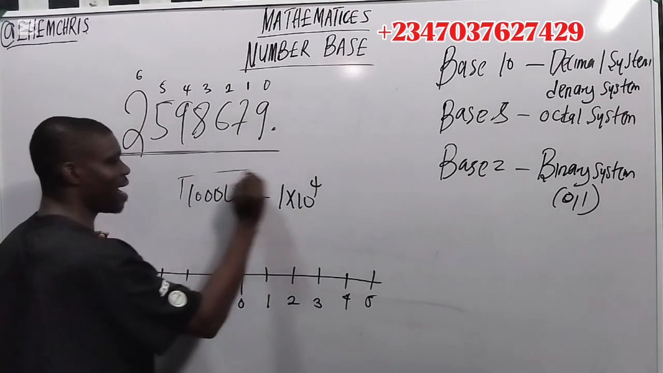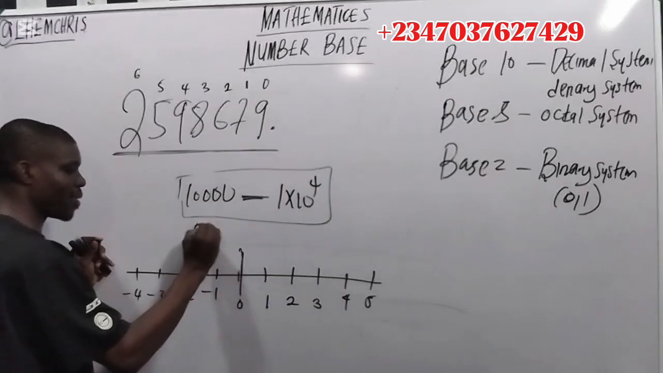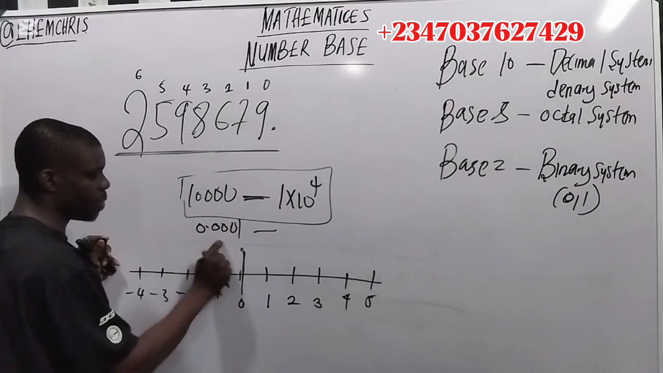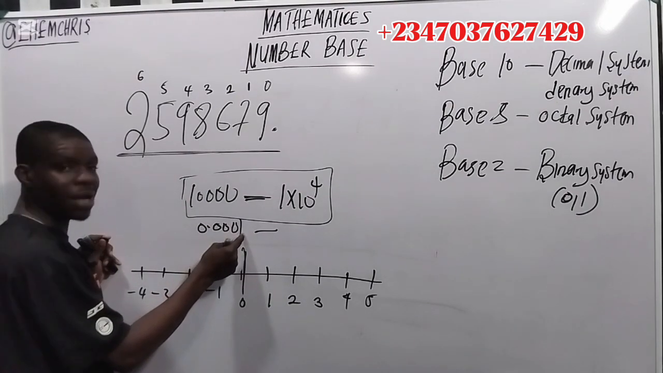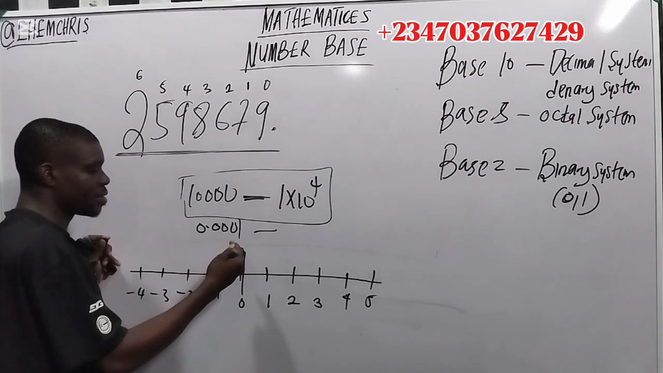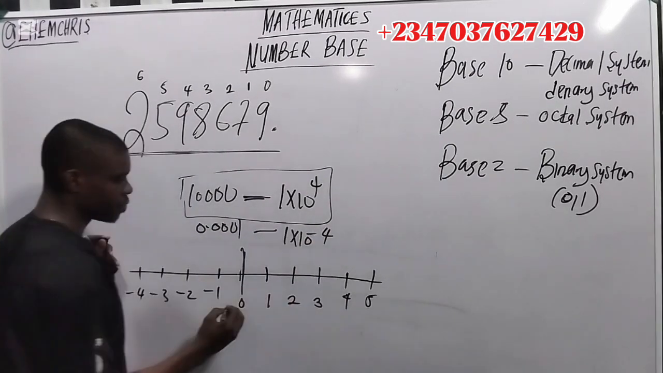So this one is a large number. It's positive. But when you have 0.0001, it's the same as what? Now, how many zeros do you have before the number? The amount of zeros before the number is 4. So now it's going to be 1 times 10 to the minus 4.